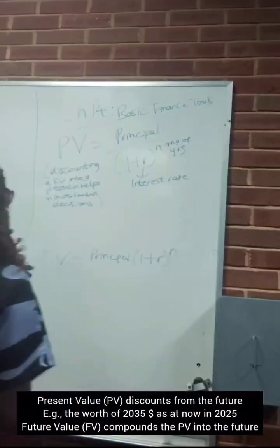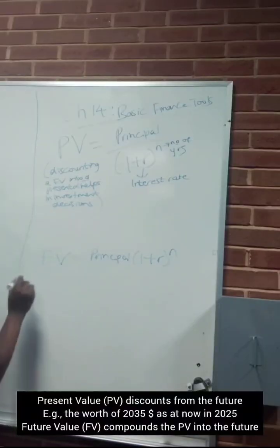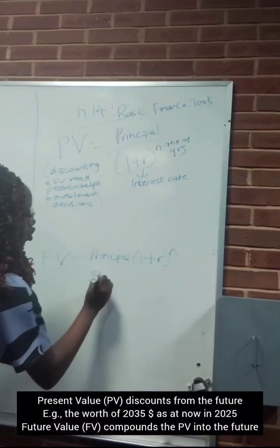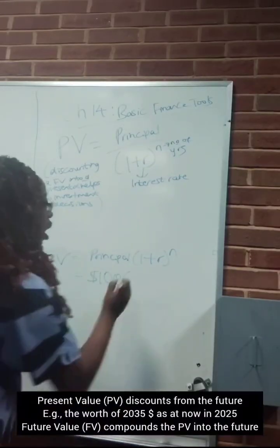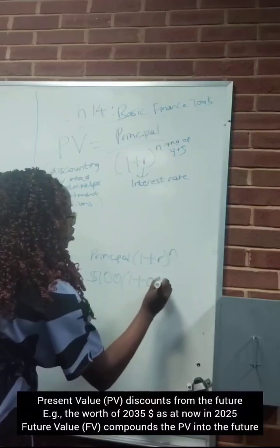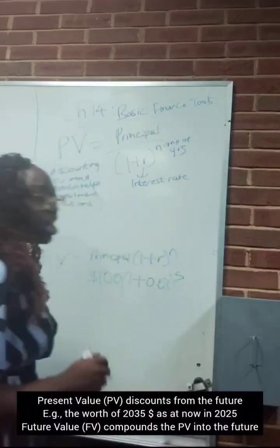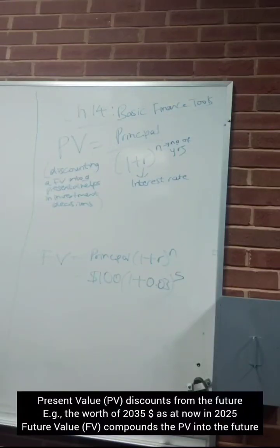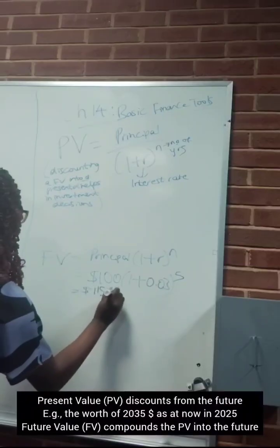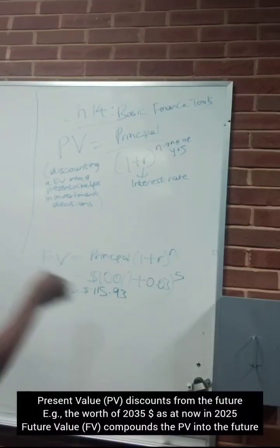So let's take an example, again this example of $100. Let's assume we have $100 we're depositing in a bank to save, and let's assume that the interest rate that the bank is offering is 3%, and we want to know how much it's going to be in the next 5 years. So by the time you do your calculation, this is going to come up to $115.93, right? So this is at this interest rate.